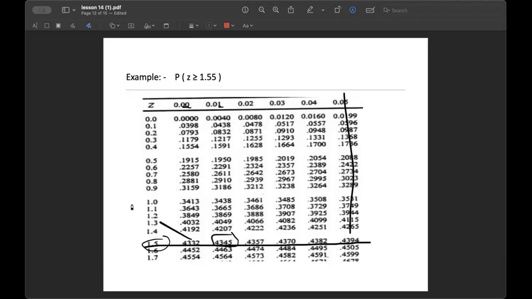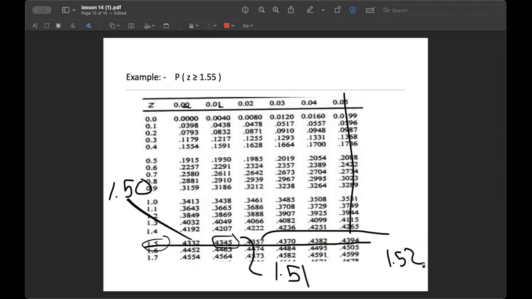Here this is 1.50. Here this value is 1.51 and this third value is 1.52. See, that's how we are reading this one. Then the last value is 1.55.